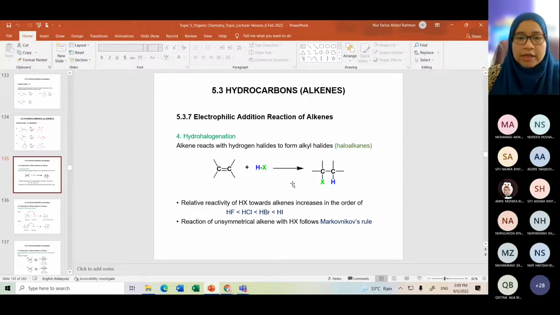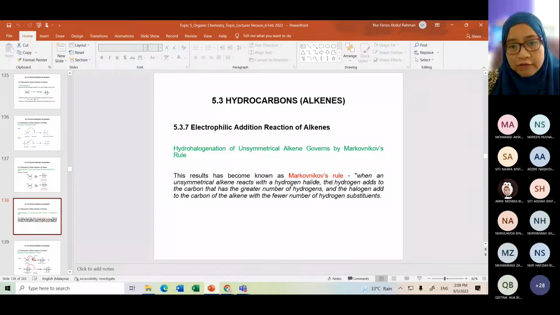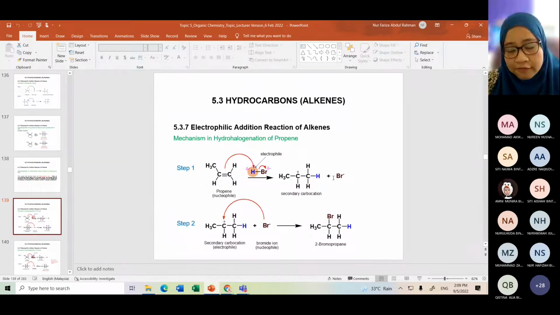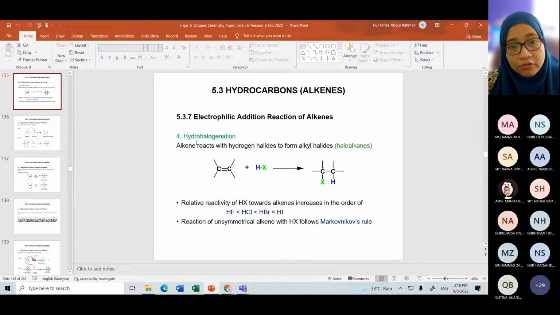In this case, we need a rule that helps us to decide which atom will be placed on which carbon. That is what we call Markovnikov's rule. So during hydrohalogenation, we have hydrogen and also halogen, and they will be added to the carbon-carbon double bond just now.